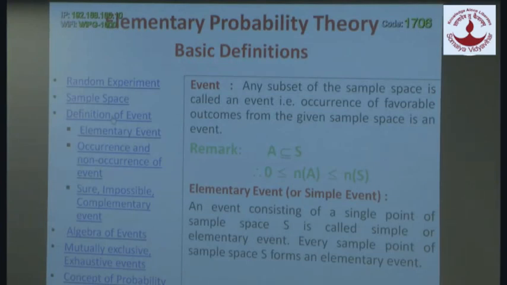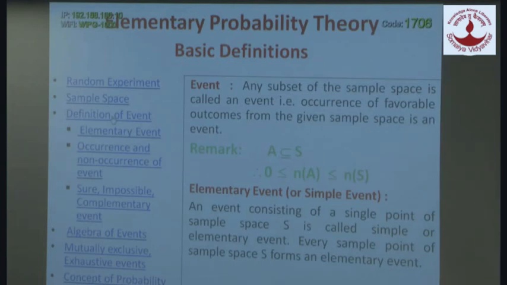And there are different types of events: elementary event, mutually exclusive event, exhaustive event, sure event, impossible event, complementary event. I'll define them one by one. An elementary or simple event means any event which contains a single point of the sample space. Simple example: consider the same random experiment. A die is thrown.